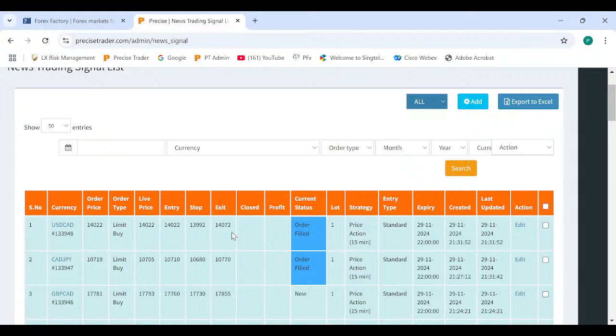So let me put the stop. The stop we want to put at 3990. Okay, 3990. And the TP is 14065 or 70.